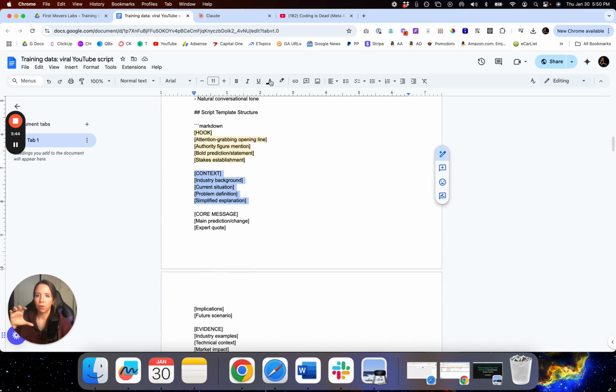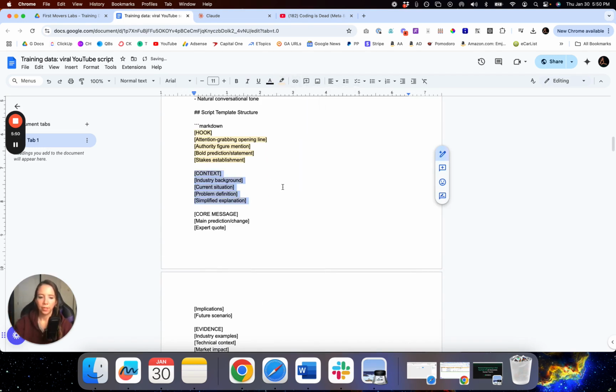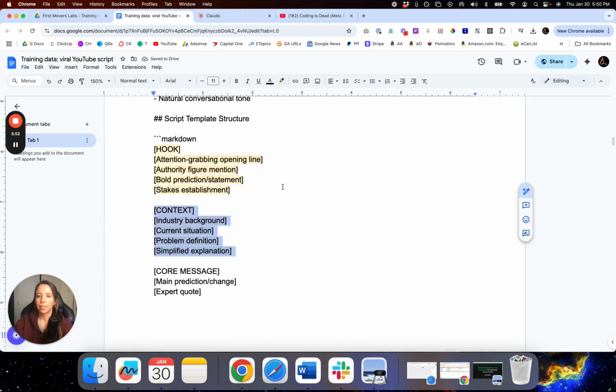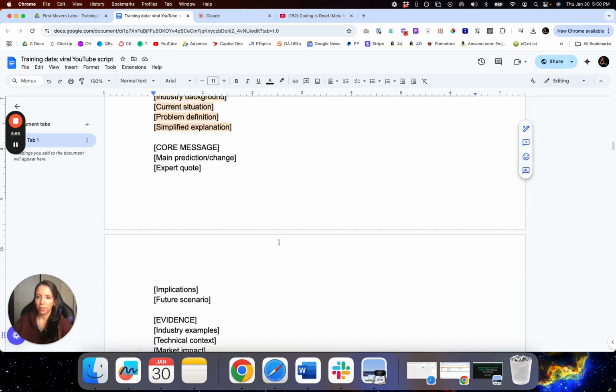So that's our hook, that's powerful. And then we describe that with context. That is an important piece of viral content, is the context. You're going to give it to prove your hook. Then you've got a core message, right?